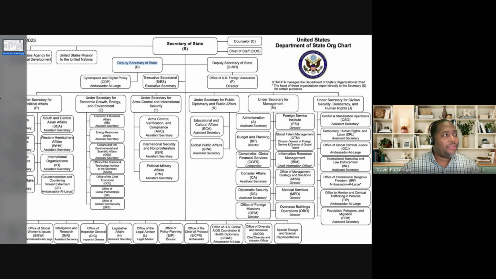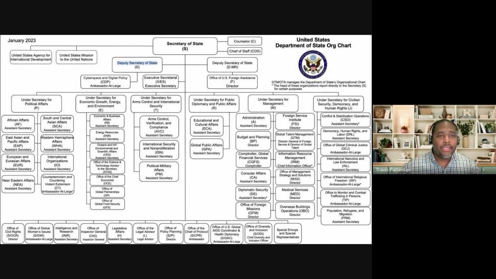So we have the cyberspace and digital policy ambassador at large reporting into the deputy secretary of state. We have the office of the U.S. Foreign Assistance. This is actually pretty interesting. I do highly recommend you go and do your own research on that. But there's so many departments inside of the Secretary of State, and they are really amazing at what they do. And there's also a lot of support for spouses, children, and also alumni of Secretary of State and Foreign Service.